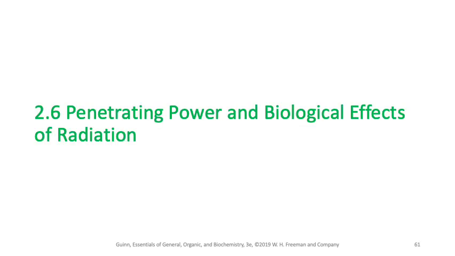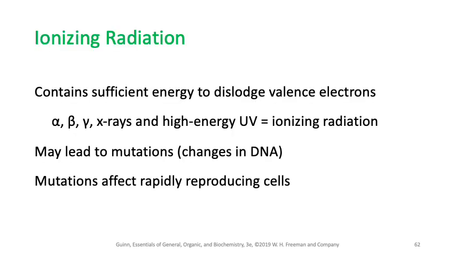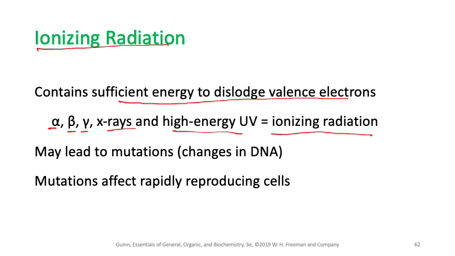Now on this topic, we're going to talk about the penetration power and the biological effect of radiation. How does the radiation affect a biological sample depending on the penetration power of that particular radiation? So now we're going to talk about what ionizing radiation is. Ionizing radiation contains sufficient energy to dislodge valence electrons, so they have very high energy, and that includes all of them: alpha particles, beta, gamma, X-rays, and high energy UV rays. All are examples of ionizing radiation, because they have high energy.